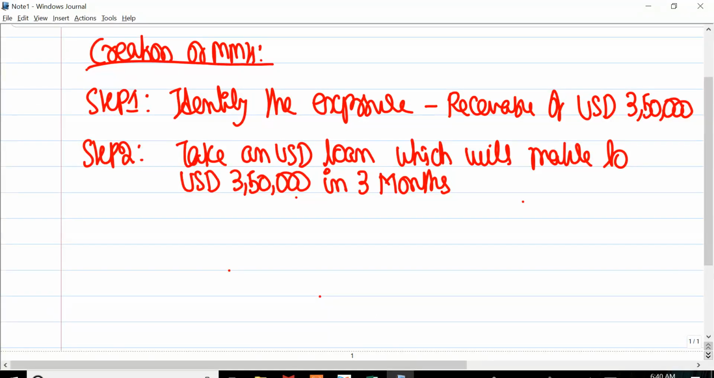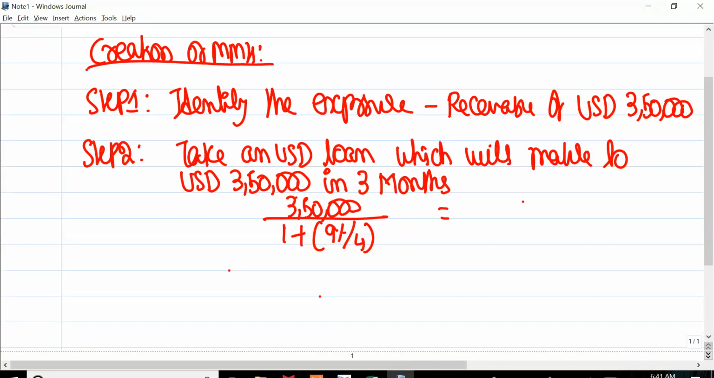So 3,50,000 divided by 1 plus 9% by 4. Why divided by 4? Because it is 3 months interest, and 9% is for the year. So 1 plus 9% divided by 4. You are basically dividing by 2.25% of interest on the loan exposure. 2.25% is added to the denominator and you divide and take a loan. 1 plus 9% divided by 4.